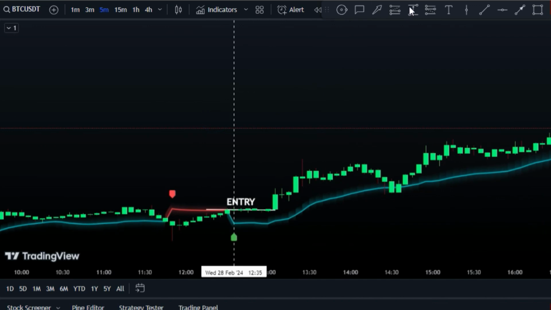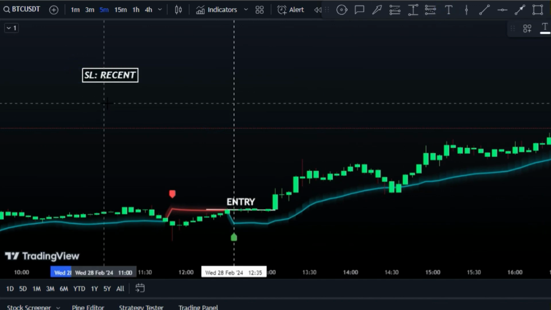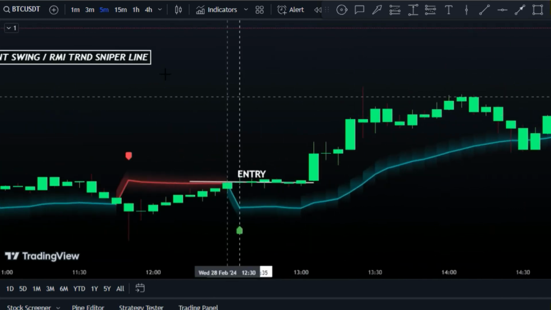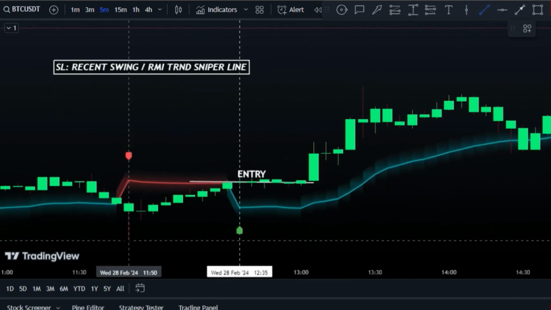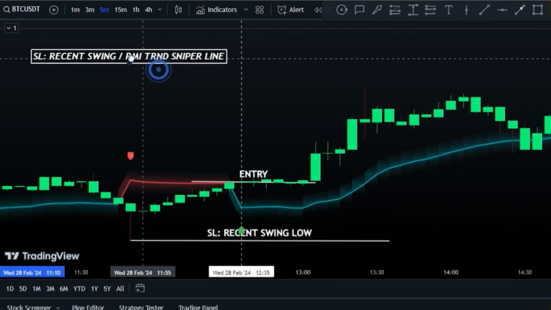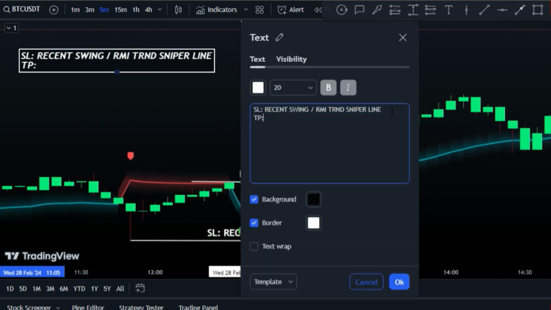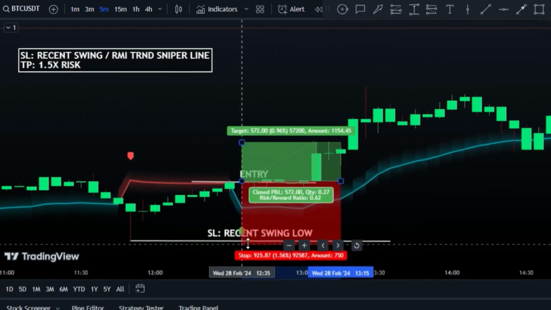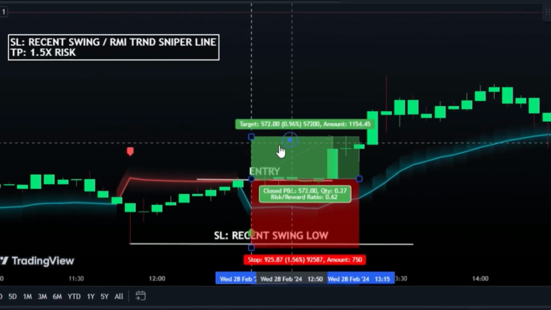And to manage risk, set a stop loss for the trade using either the RMI trend indicator or the recent swing low of the market. When it comes to exiting the trade and securing your profits, aim for a target that is 1.5 times greater than the risk of your trade, maintaining a healthy risk to reward ratio.